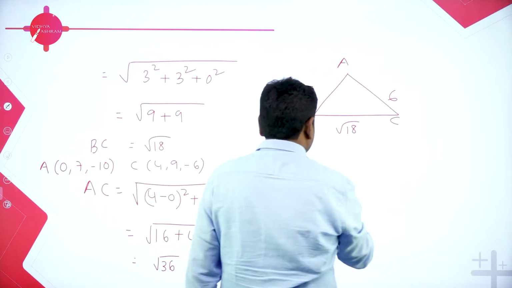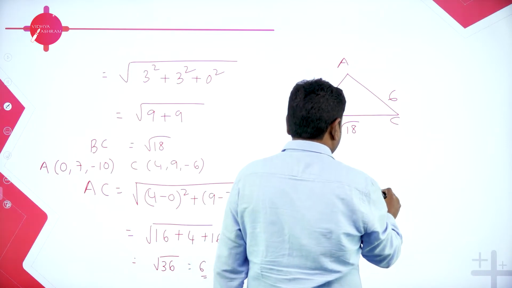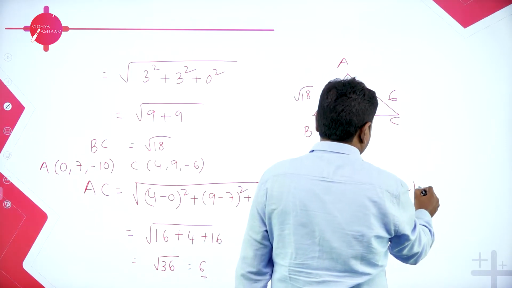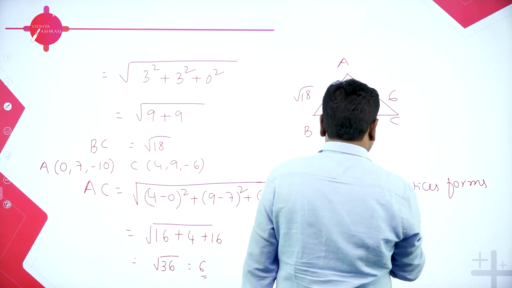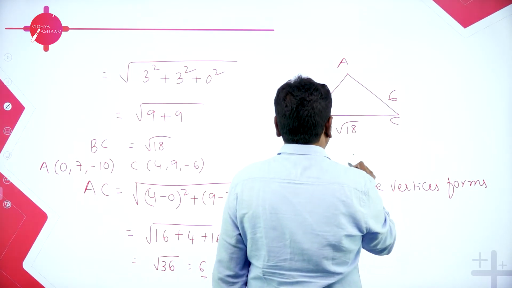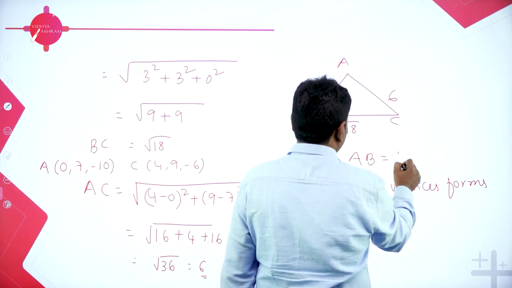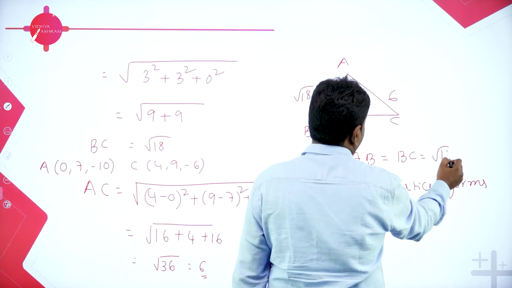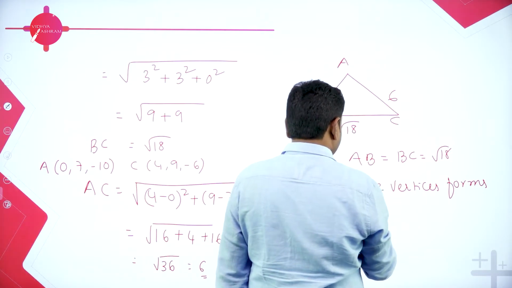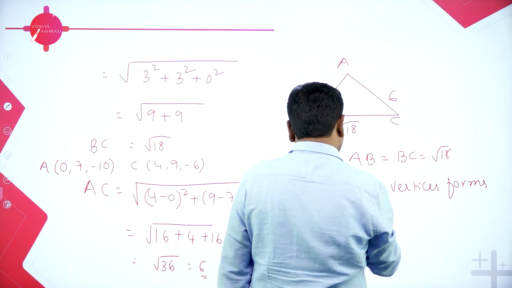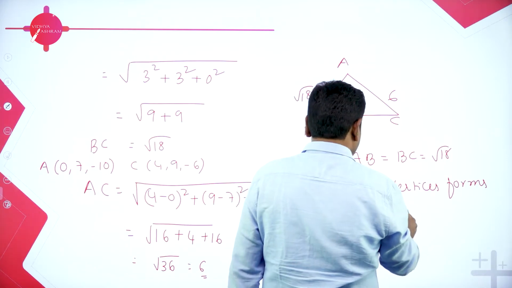So therefore the given vertices form, since here AB length is equal to BC length, both are equal to root 18, therefore the vertices form an isosceles triangle.